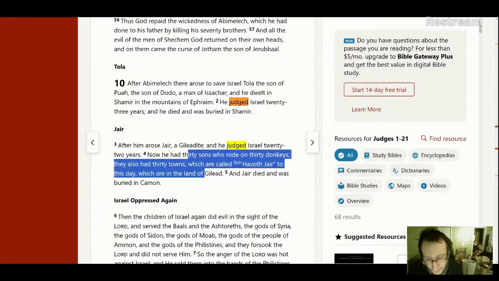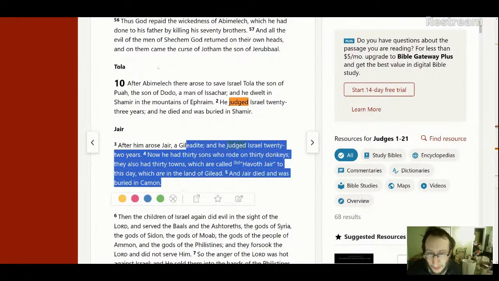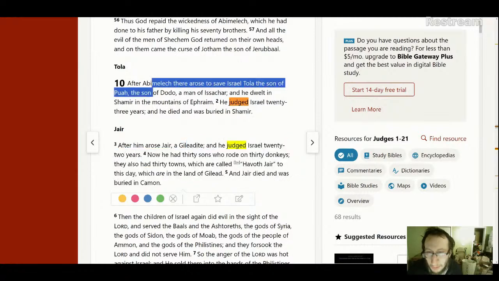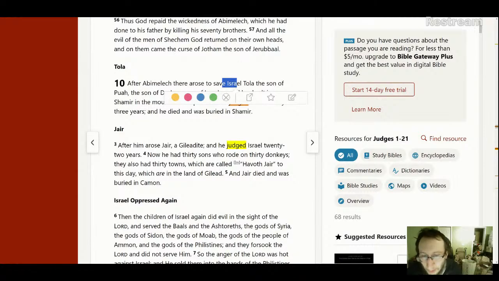That's it? That's all you're going to tell us? What about the things he judged? You're not going to tell us what he did? There surely had to be a story about Jair. And there surely had to be a story about Tola. It says there arose to save Israel Tola. So Tola saved Israel. Where's the account of that? We need the account. What happened?